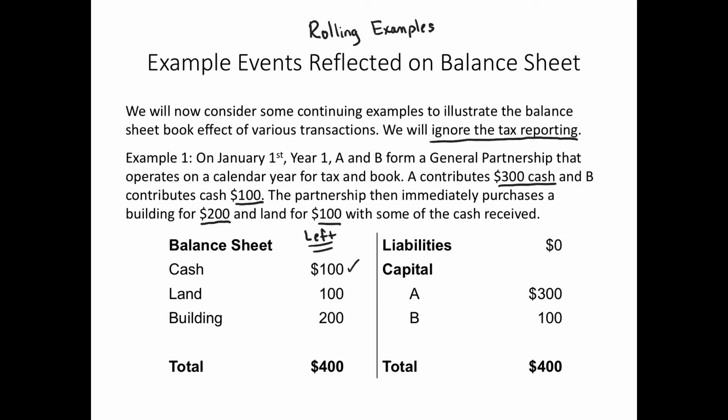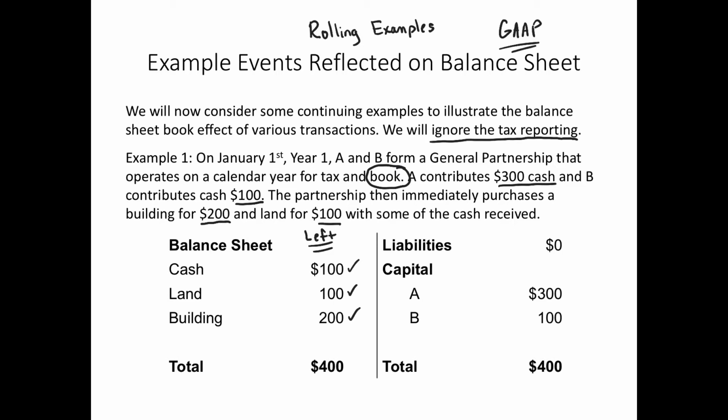We have land of $100. Remember, we use the historical cost concept. It's whatever we paid. And a building of $200. That gives a total of $400. We add the three numbers together. Okay, and remember, this is all book. We are only doing book. So this is how it's reflected for book, under generally accepted accounting principles.